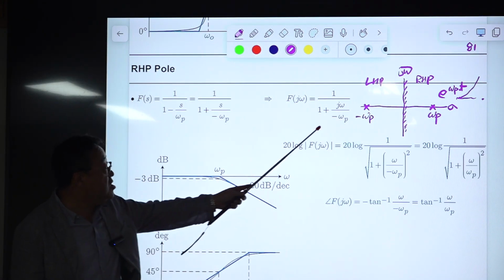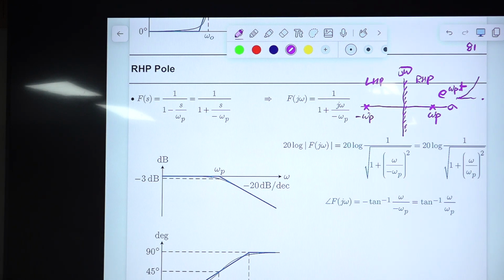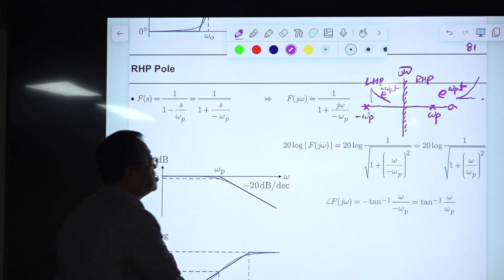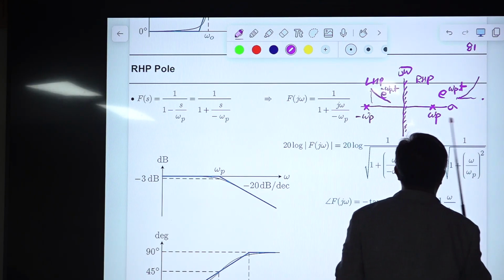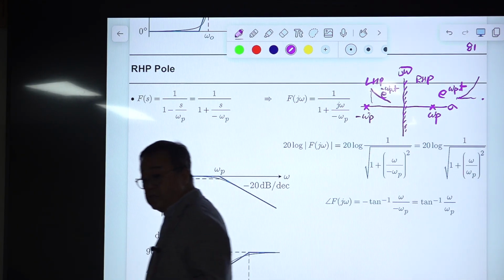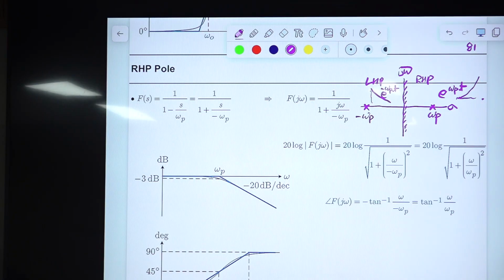With the stable case, this is called the natural mode, and you have a natural mode of something like this. It starts from some value, and e to the minus omega p t comes here, so it decays exponentially, very fast. So this is a stable system, and this is an unstable system. Anyway, this is the unstable system, right?